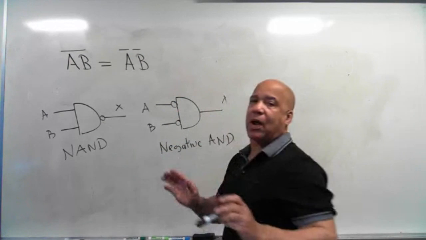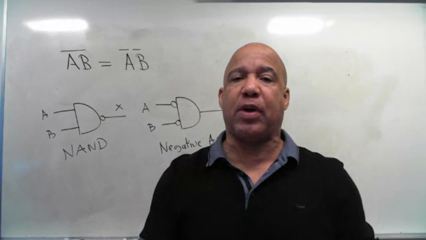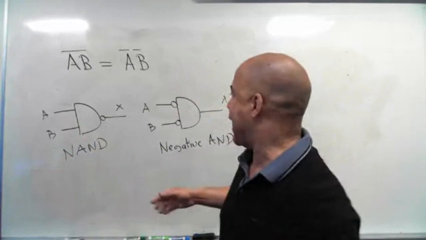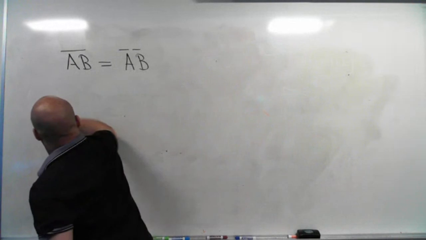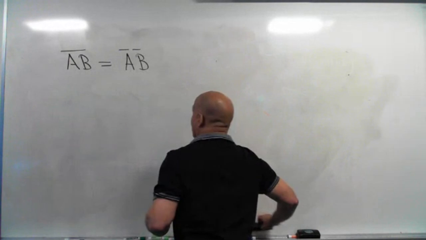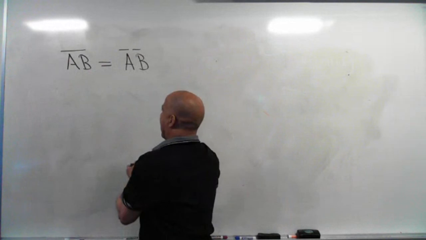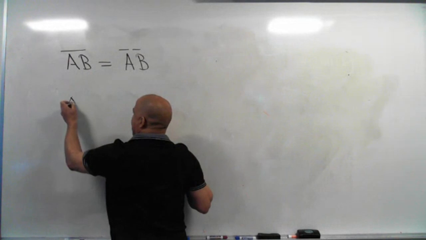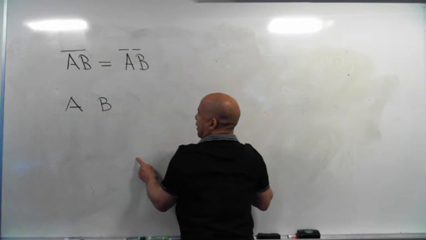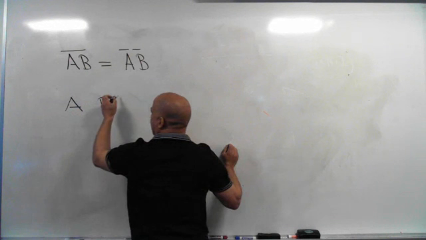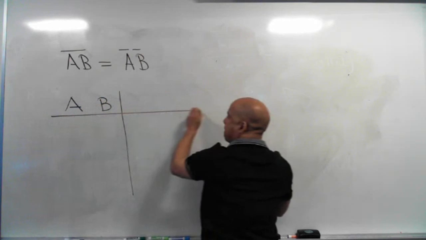When you get to the part of the class where you build your truth tables, exactly like this, you've got to show me each and every variable. So here's what I'm saying. We have two inputs, A and B. So I'm going to have an A and a B, and I'm going to show all the possible combinations for A and B. That's the first part of my truth table.